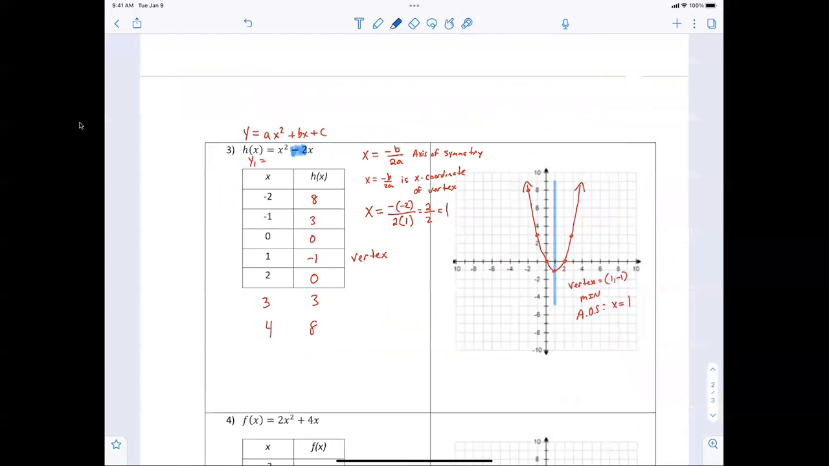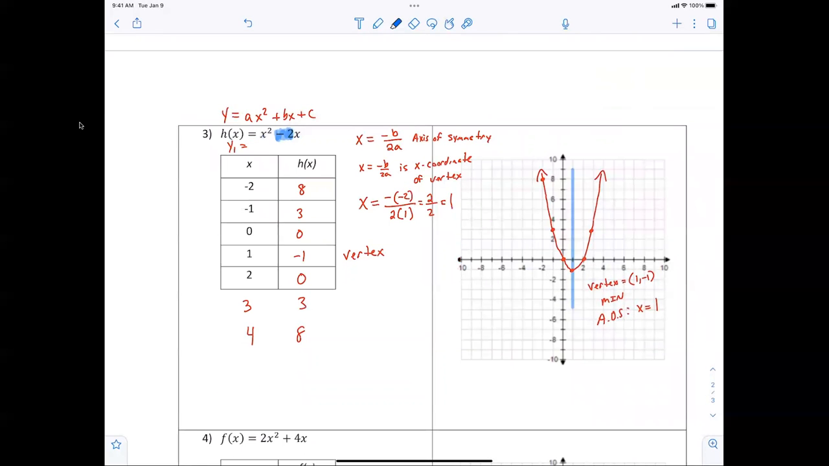Well, it's kind of important in math to know if it's a minimum or a maximum. So it's the lowest point on the graph. Do you agree? The lowest point is a minimum, right? The highest point would be, look.